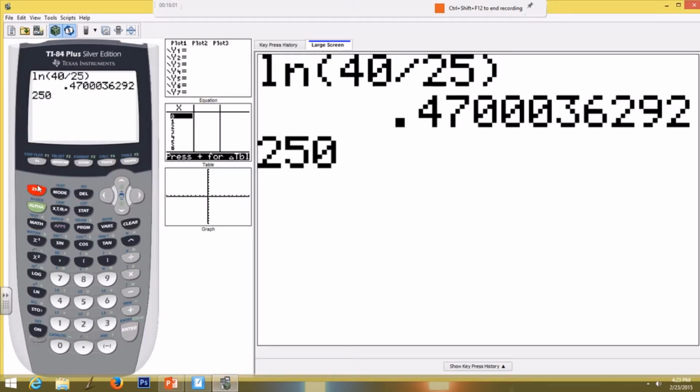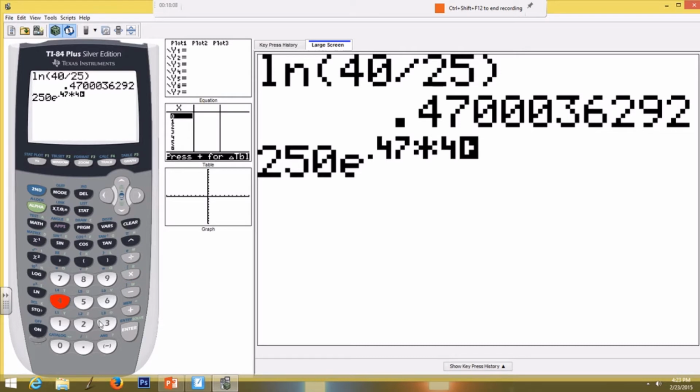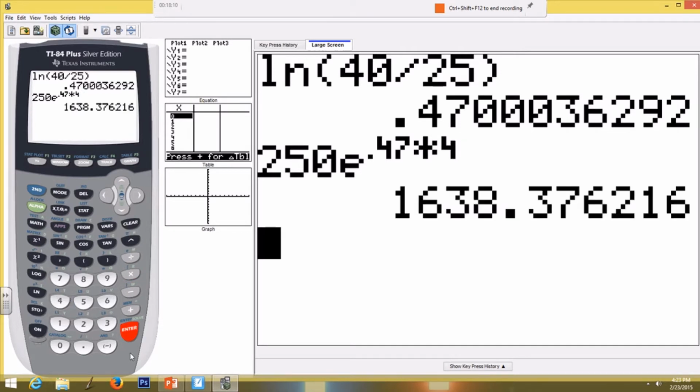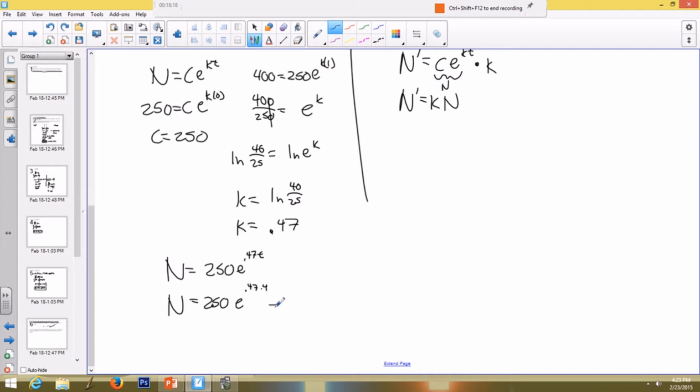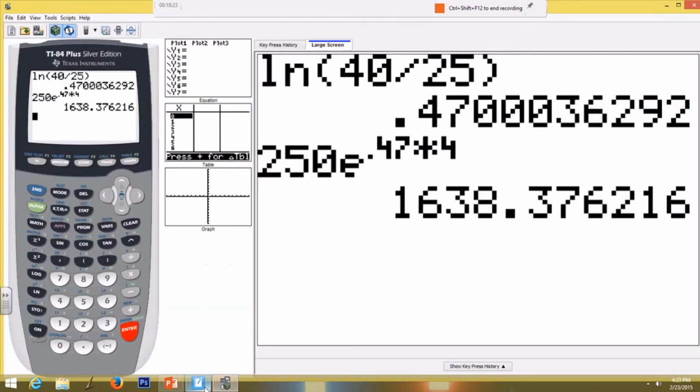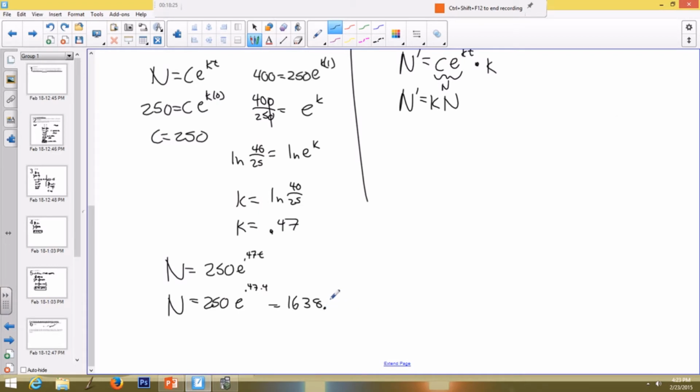250 times e to the 0.47 times 4, and we get 1638.376. So 1638.376. There is the value for n when t equals 4.